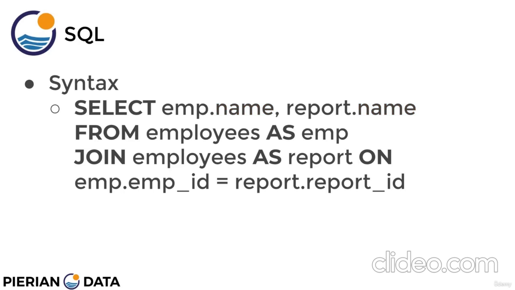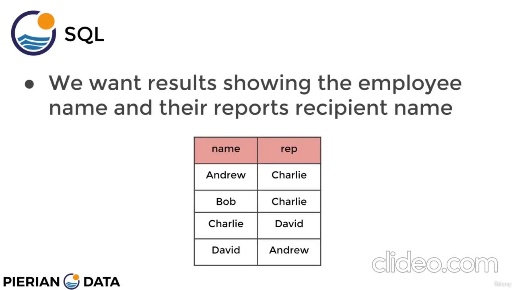So this will take our singular employees table and return back the results of one column of employees and then the second column of those same employees, but the person they happen to be receiving reports from. And in order to make sure you don't get two columns with name, we can always say that second column should be as rep. So essentially an alias for that second column. That way we don't see name. Instead we see name rep as shown here. So we want results showing the employee name and the report's recipient name.